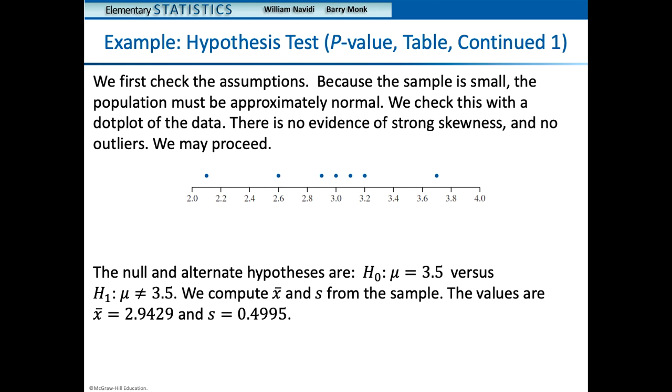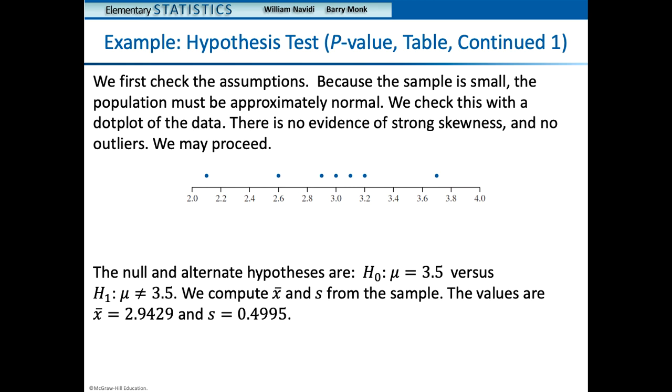If the sample size is less than 30, then we want to feel relatively confident that it comes from a population that is approximately normal. An easy way to check this is to create a dot plot of the data, a number line, and we place a dot corresponding to each of the 7 data values. What you observe in the dot plot here is that it looks pretty uniform, right? The dots are pretty evenly spread out. There's no evidence of strong skewness or outliers. So that's good enough evidence to satisfy that assumption, so we can proceed.